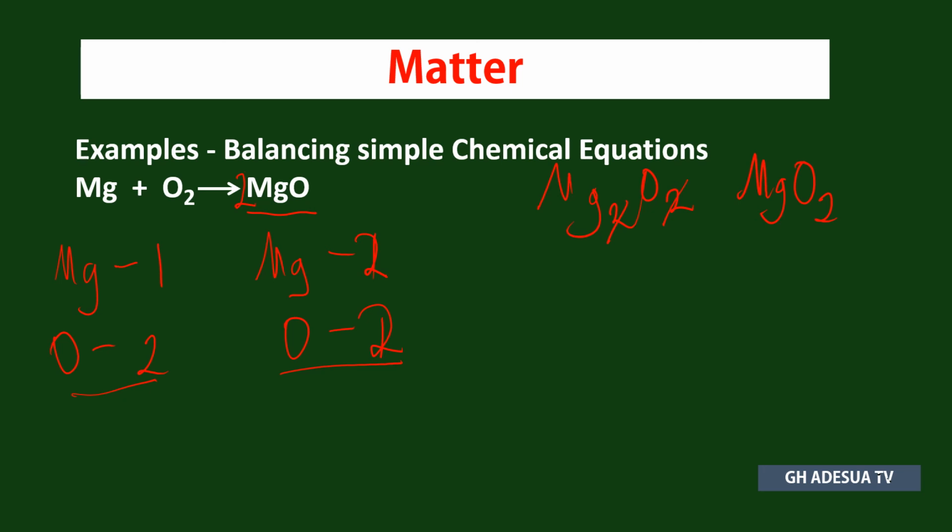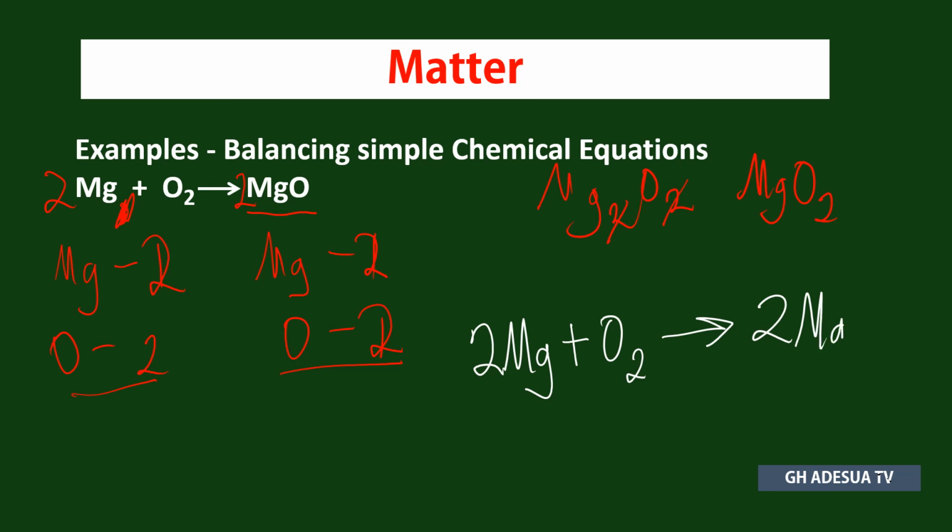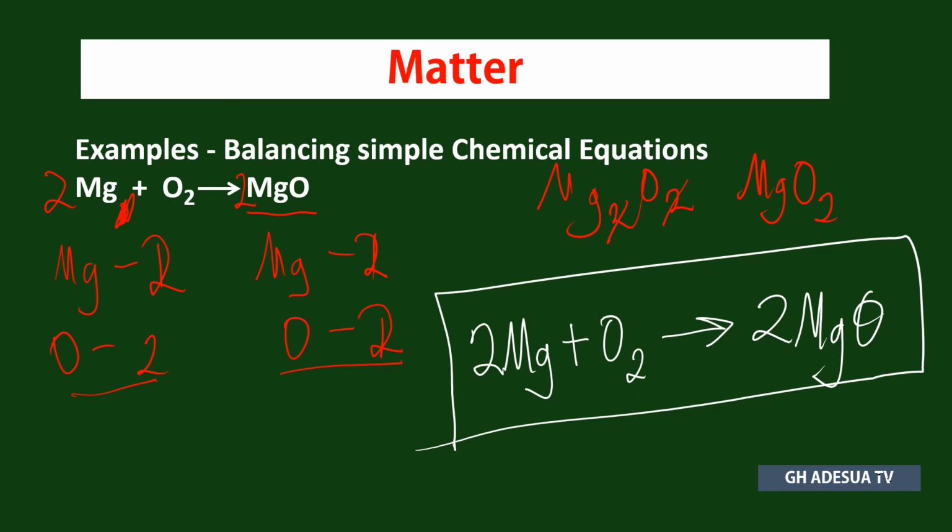Now, you can't write a subscript 2 here, it is not allowed. So you put 2 in front of the Mg. Once you put a 2 in front of the Mg, it affects the Mg only, and then it makes 2 here. So Mg 2 on the left, Mg 2 on the right, oxygen 2 on the left, oxygen 2 on the right. And that gives you a new balanced equation: 2Mg plus O2 becomes 2MgO. And this is our balanced equation.